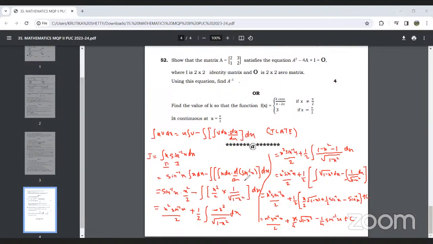So here first we need to apply by parts, and then we need to apply, see here in the step number.